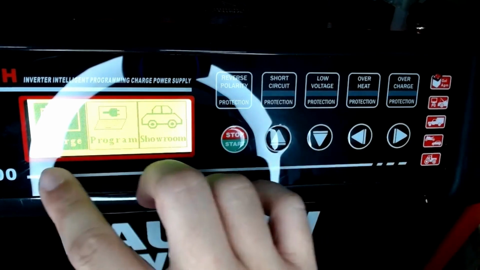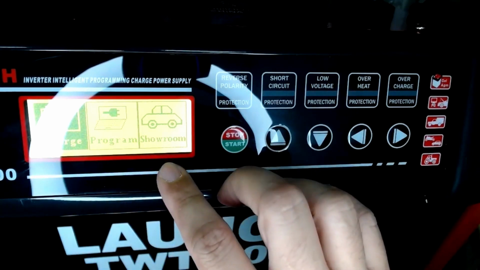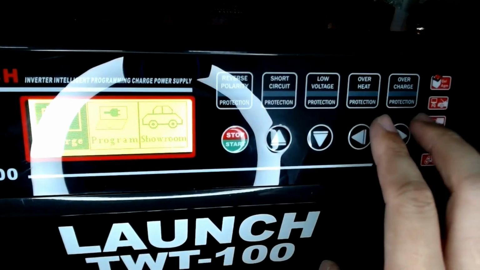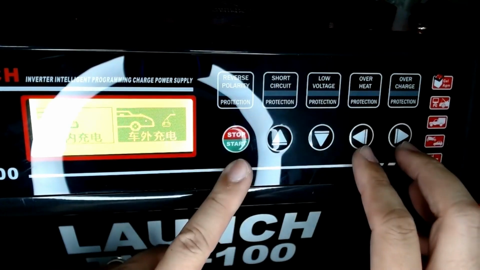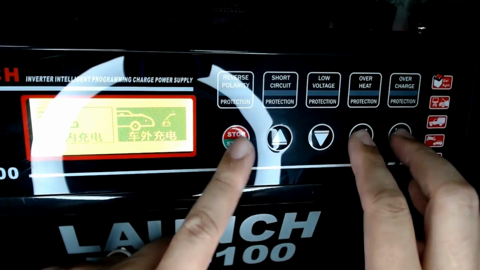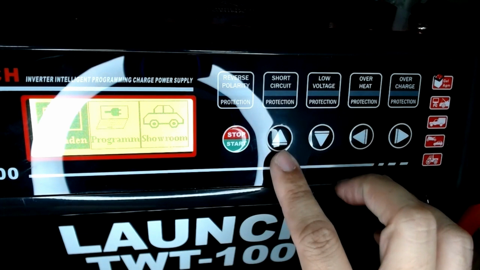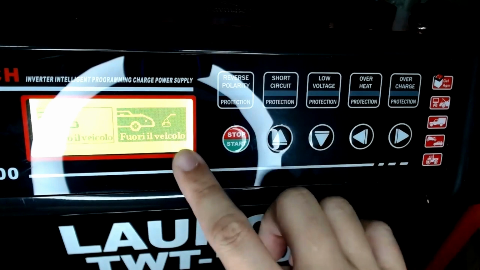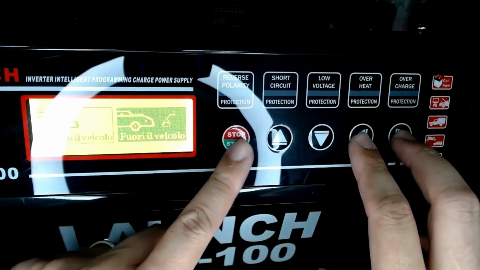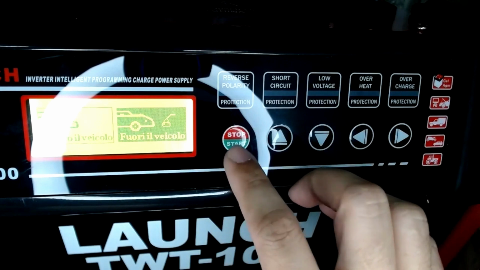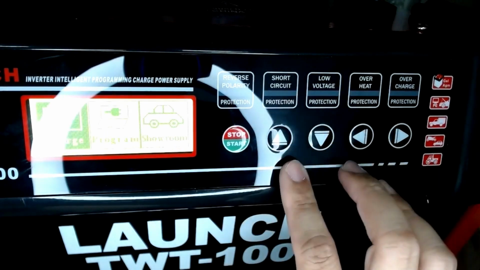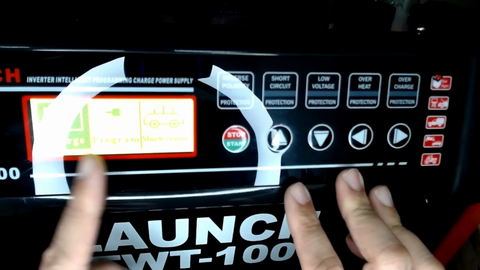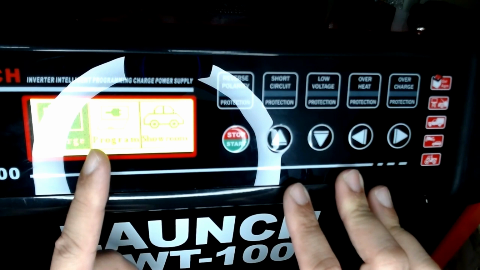Okay, this is the language. You can change the language with the keys here. This is the language key: left, right, start, and then go up. Left, right, start, and go down. You change the language with this key. It has many languages, but in our country we only use English and Chinese.